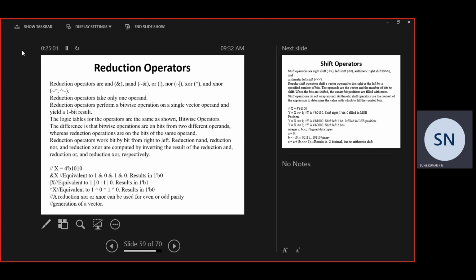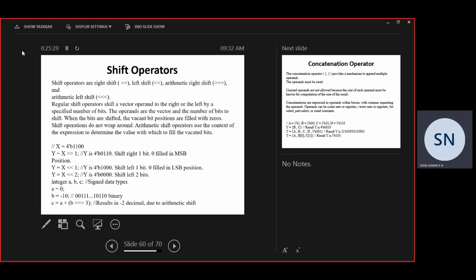So the explanation has been done. 1 and 0 and 1 and 0, that means it is going to perform bit by bit. Bitwise AND operation, bitwise OR, bitwise XOR, bitwise XNOR. If there is only one operand, then we do reduction. So that is about the reduction operator. Next, the shift operator. As I told, there is normal shift and arithmetic shift, right?